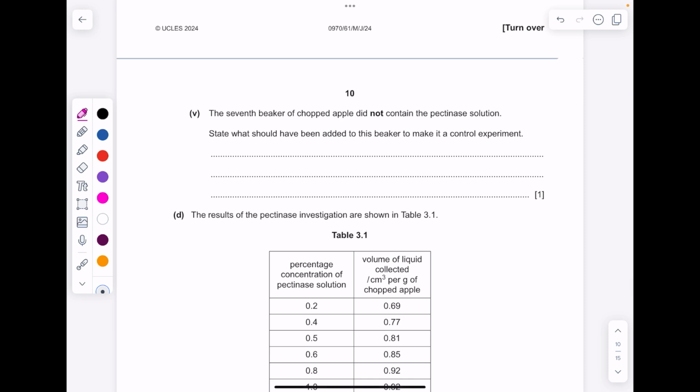The seventh beaker of chopped apple did not contain the pectinase solution. State what should have been added to the beaker to make it a control experiment. So we need to keep our volumes the same. Because we want it to be a control, we're going to use water to do that. So we should have added the same volume of water.